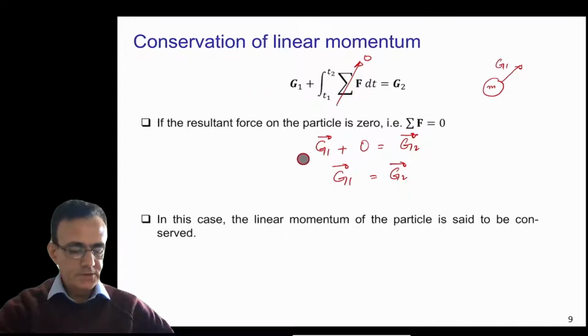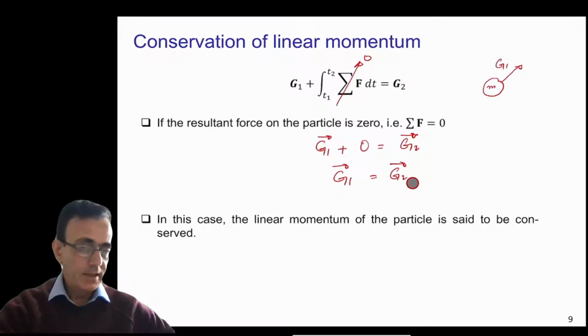So in this case, you can say that the linear momentum of the particle is said to be conserved because the initial momentum will be equal to the final momentum. And we can say that the momentum of the body is conserved. So this principle is what we call the principle of conservation of linear momentum.